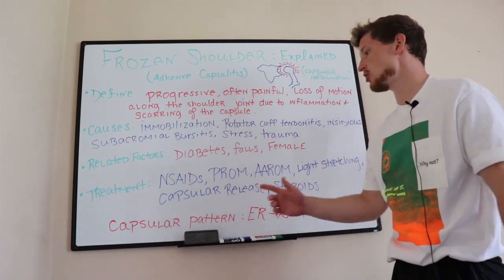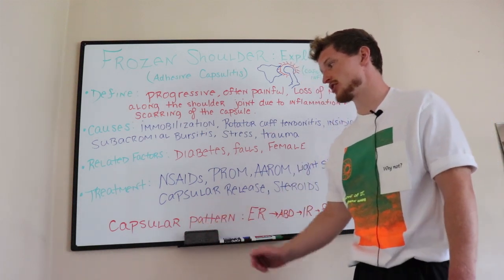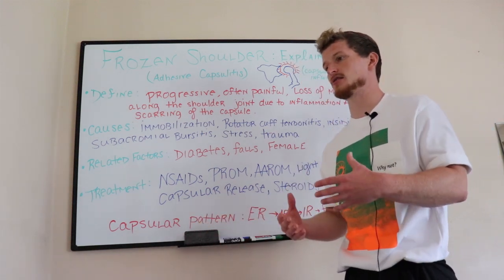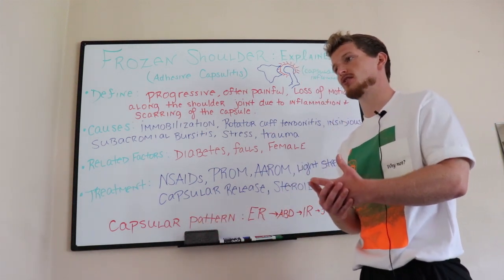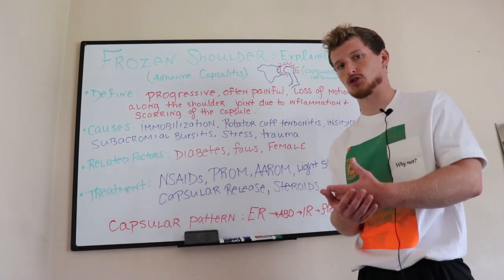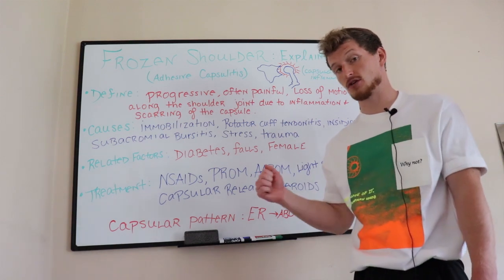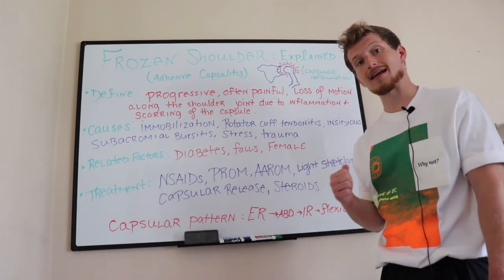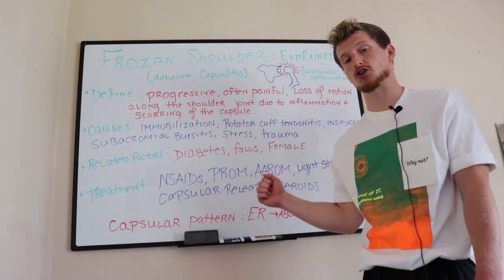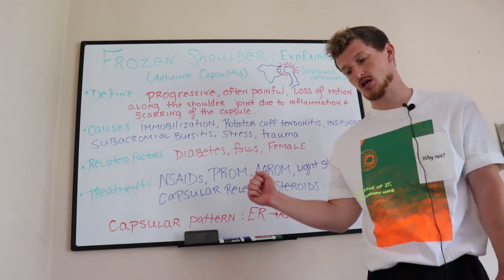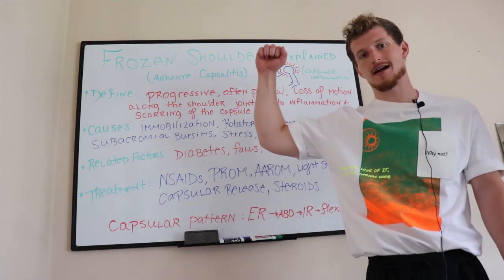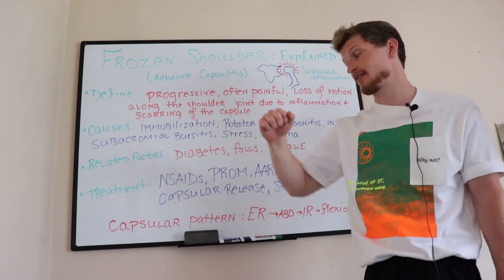So it's called a capsular pattern, which is interesting because a capsular pattern is which motions a joint moves that are most restricted by the capsule. And in the shoulder, it is external rotation first. So if I have a really, really tight capsule, first and most restricted would be external rotation, which is just like this, or 90-90 external rotation, just like that.